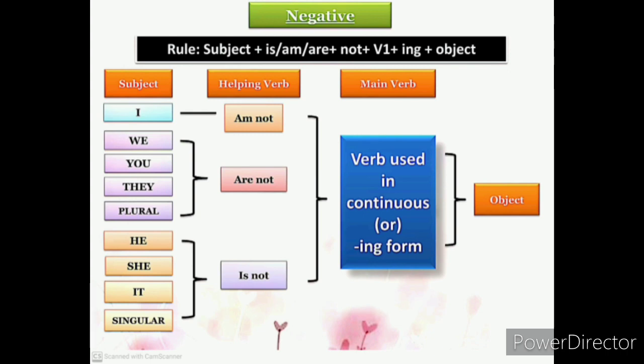Now next is negative sentence. The rule of negative sentence is subject plus is, am or are plus not. After is, am or are we use not plus verb first form plus ing plus object. Now see the rule. With I we use am not, then verb first form ing and then object. With we, you, they, plural, we use are plus not, verb first form plus ing plus object. With subject he, she, it, singular, we use is plus not, then verb first form plus ing plus object.